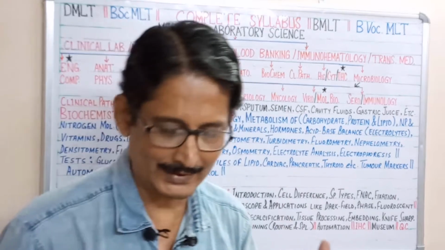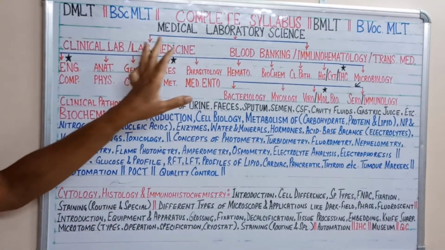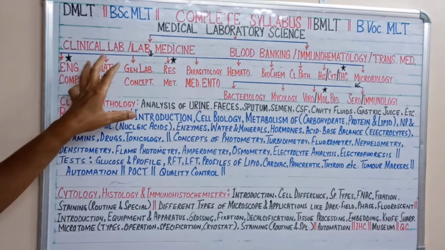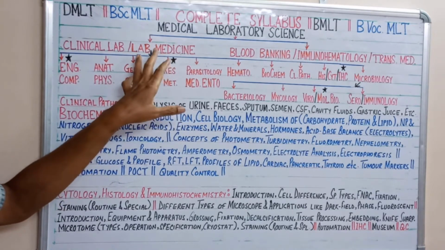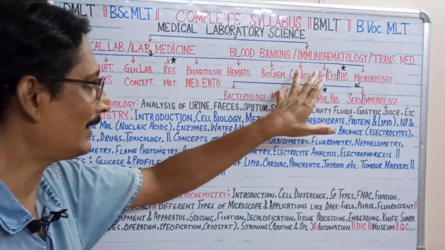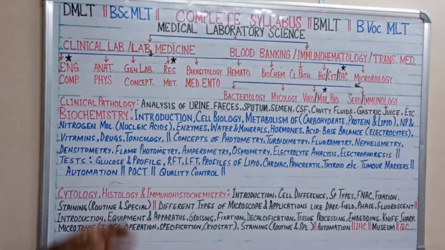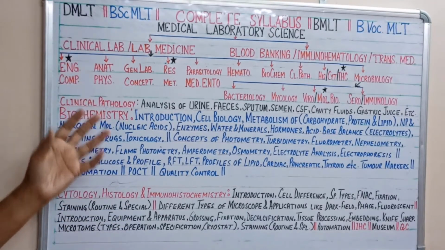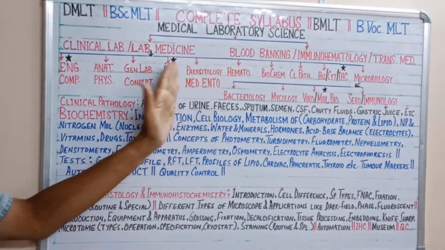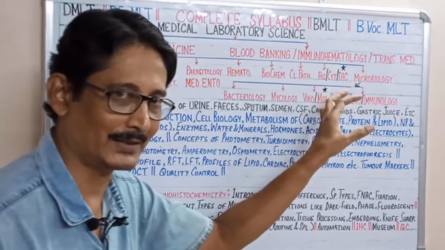So let us start. Medical laboratory science has two main components: the clinical laboratory, in other words known as laboratory medicine, and the other part, the blood bank, or immunohematology, or transfusion medicine. In the clinical laboratory part, there are laboratory parts and mainly theory parts, because these theory parts are going to be applied in the laboratory parts.